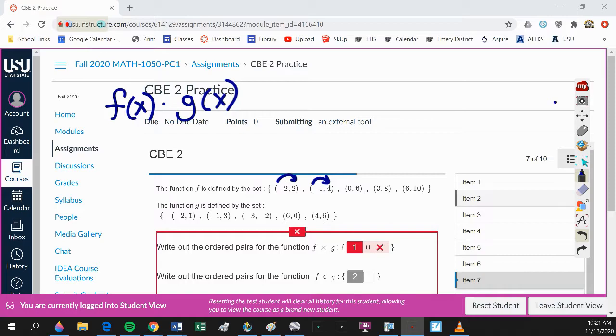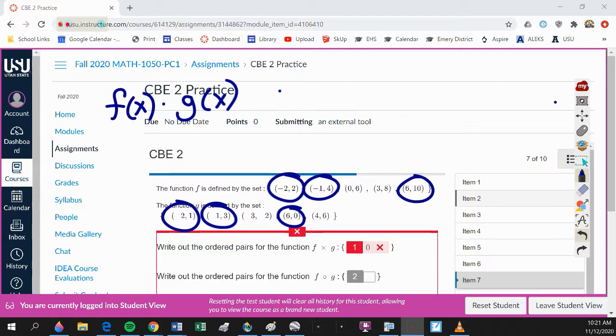So we want to know what happens when we take our answers in f of x and we multiply them to the answers of g of x. But that can only happen when f and g have the same domain. So are there any values where the f domain and the g domain are the same? So this number matches up with that one. And this one matches up with this one. And this one matches up with that one.